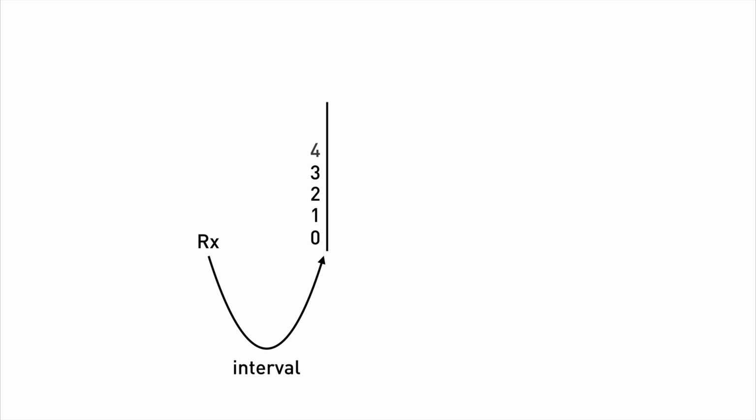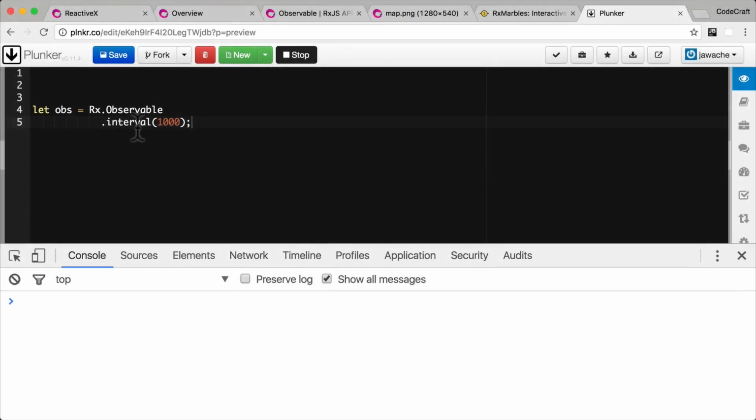Three, 4, 5, and so on for infinity. That's what the interval operator is doing. In RxJS, operators act on an observable and return an observable with the operator applied. So we can chain operators together, creating an observable chain.